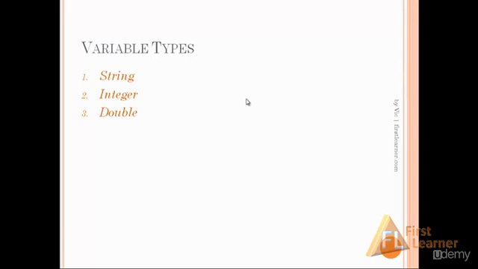Now I am assuming that you have read the OOP concepts at firstlearner.com for a clear understanding of the objects part. Everything in Java is an object except for the primitive data types that will be covered in the next tutorial. Now let's jump to the coding section where I will show you the use of these variable types, that is the string, integer and the double.